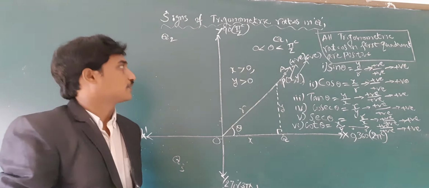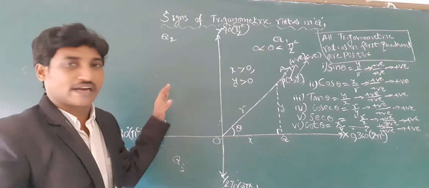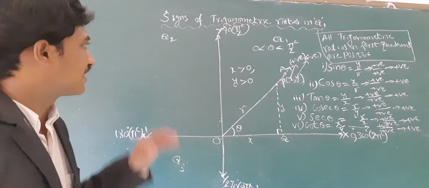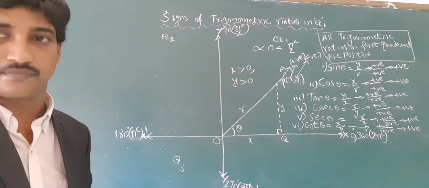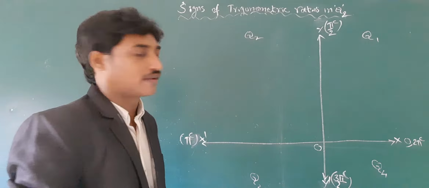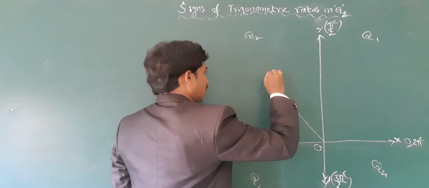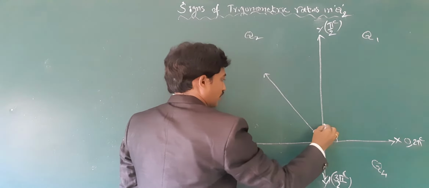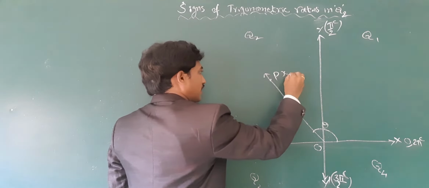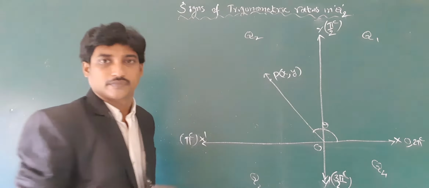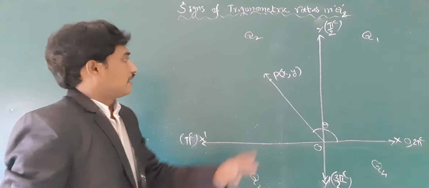Now let us know the signs of trigonometric ratios in the second quadrant. If theta is in the second quadrant, let us find the signs of the trigonometric ratios. I am taking an angle theta in the second quadrant, and a point P(x, y) on the terminal side OP, in Q2.